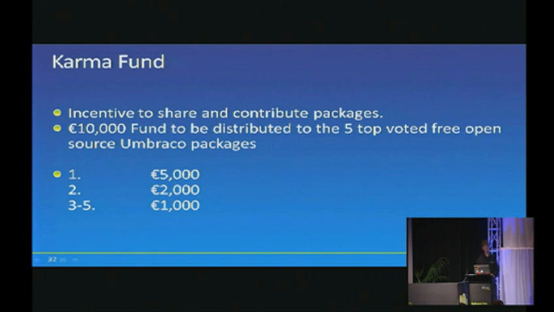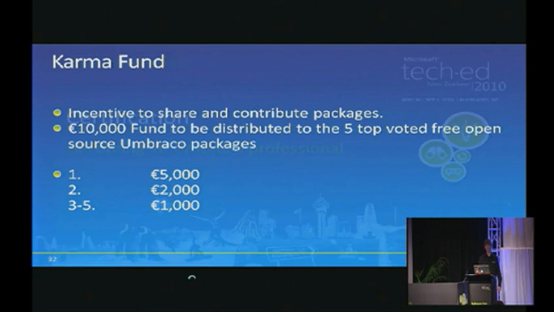And we also have the Karma Fund, which is a new thing that we released at the last conference. It's an incentive to share and contribute packages. It's 10,000 euros all up, and from the top 5 packages, we distribute some cash as a sort of reward for producing something that's cool and is useful to the community. And that's based on community voting. The actual Umbraco HQ doesn't dictate the vote at all, which is really cool.